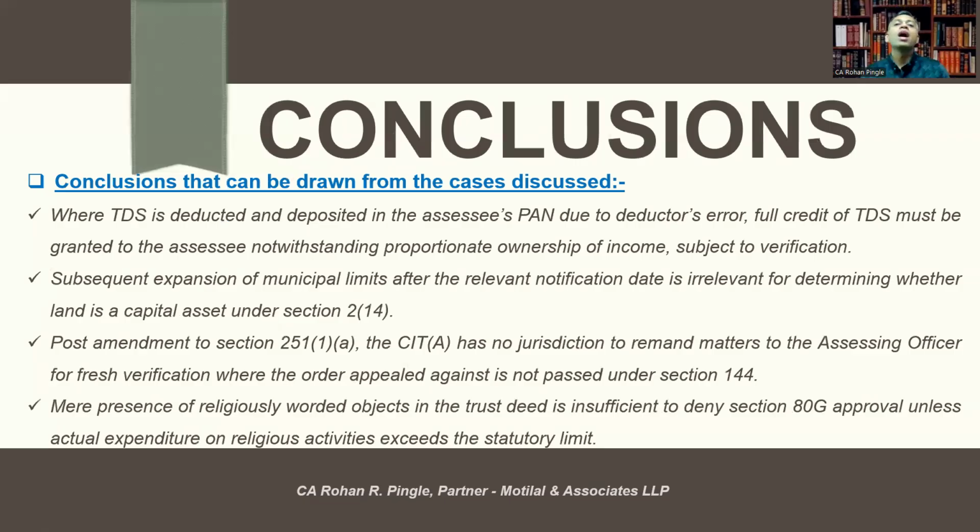And now we are at the end of the video and now we will see one-liner conclusions that can be drawn from today's cases. So let's see one by one. If you want, you can take a screenshot of it. Where TDS is deducted and deposited in the assessee's PAN due to deductor's error, full credit of TDS must be granted to the assessee, notwithstanding proportionate ownership of income, subject to verification.